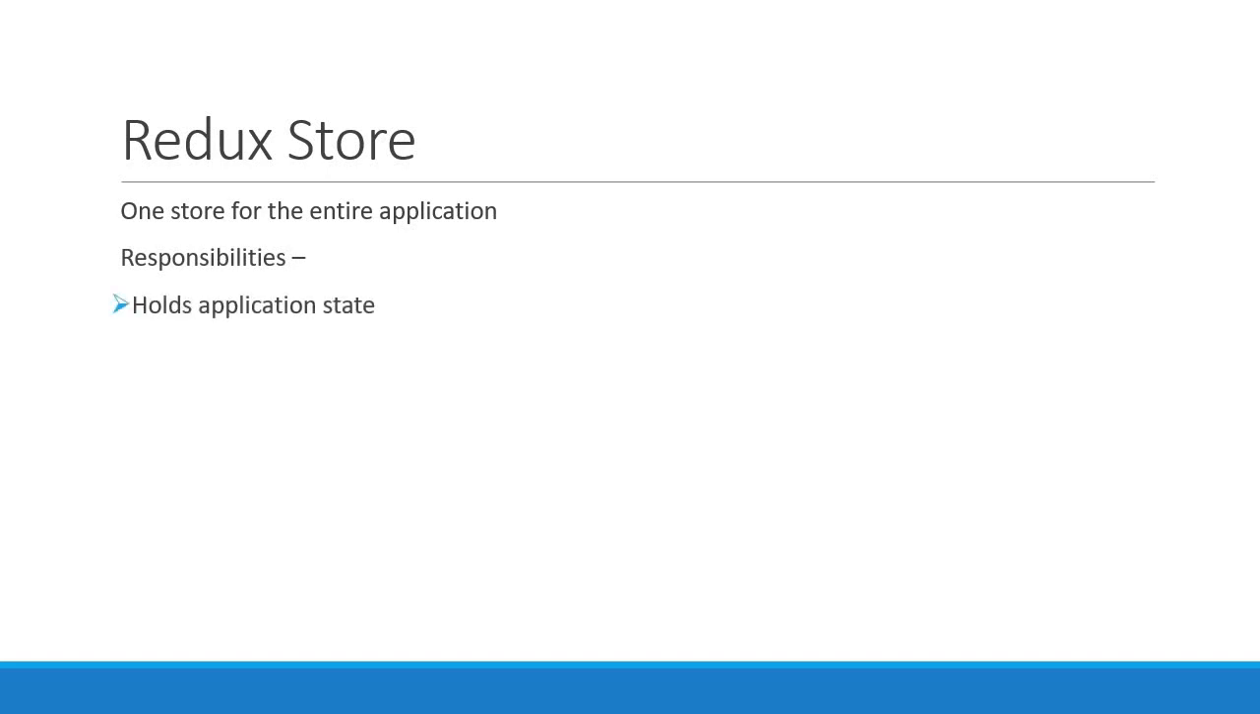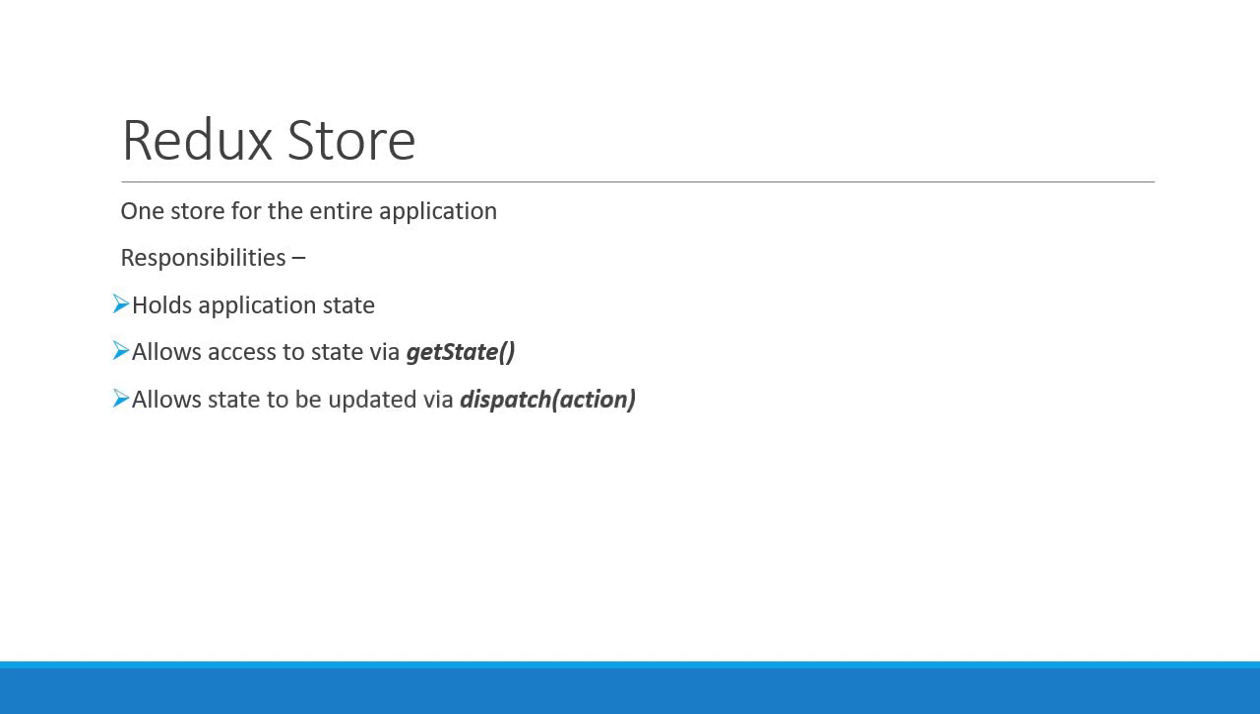Right now, we just know one thing about the Redux store, and that is, for our entire application, we will always have just one store. Although the concept seems simple enough, the Redux store has a couple of responsibilities. First, it is responsible for holding the application state. Second, it exposes a method called getState, which gives our application access to the state it holds. Third, it provides a method called dispatch to allow any updates to the application state.